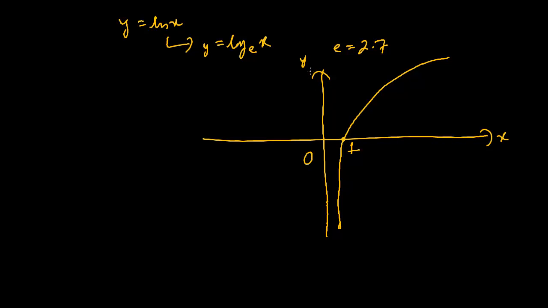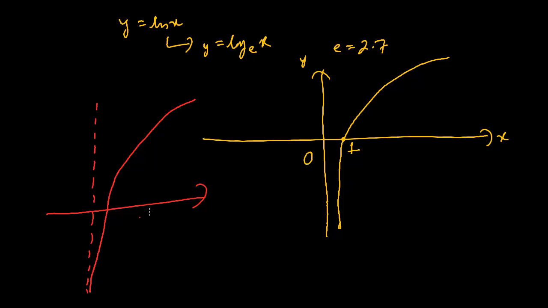If I were to sketch this without the y-axis, it would look like this. This is the x-axis, and there would be a vertical asymptote over here, which ln x cannot cross. It would come very close, but not touch or cross it. So this is cutting the x-axis at 1.